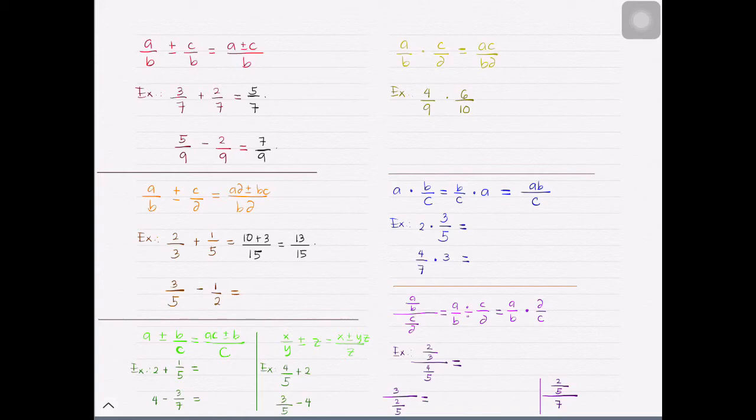And so for 3/5 minus 1/2, we'll now have the denominator of the answer, which is 10, from multiplying the denominators 5 and 2. And as for the numerator, we will be multiplying 3 and 2, that would give us 6, and copy whatever the operation is, which is minus in this case. Then we will get the product of 5 and 1, which is 5. And so we now have 6 minus 5 all over 10, or 1/10.